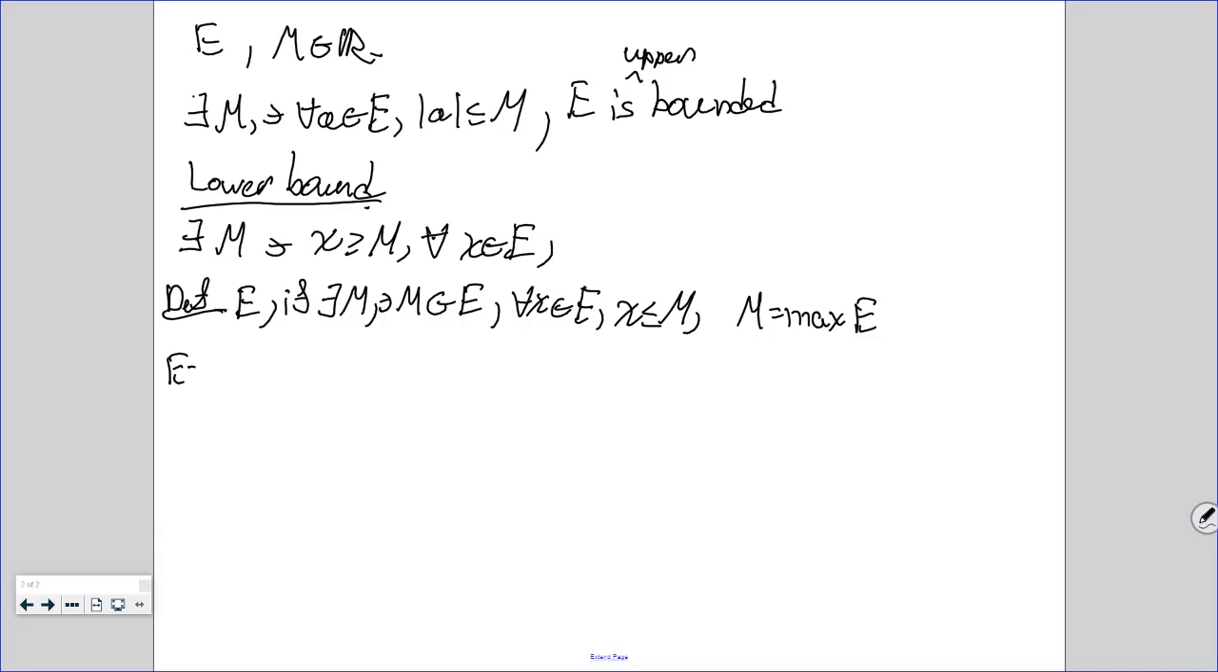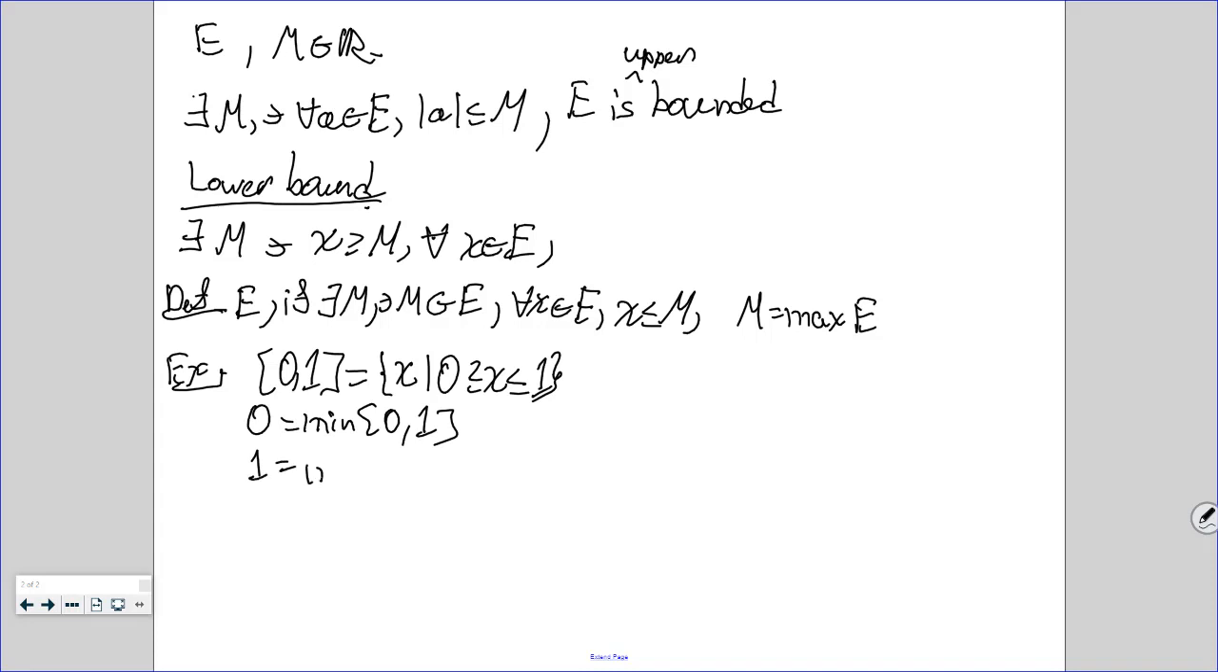So for example, if we define the closed interval 0 to 1 as all x such that 0 is less than or equal to x and x is less than or equal to 1, definitely all points that belong to this set are greater than or equal to 0 and less than or equal to 1, and 0 and 1 belong to this set. 0 is the minimum of the set [0, 1], and 1 is the maximum of the set [0, 1].